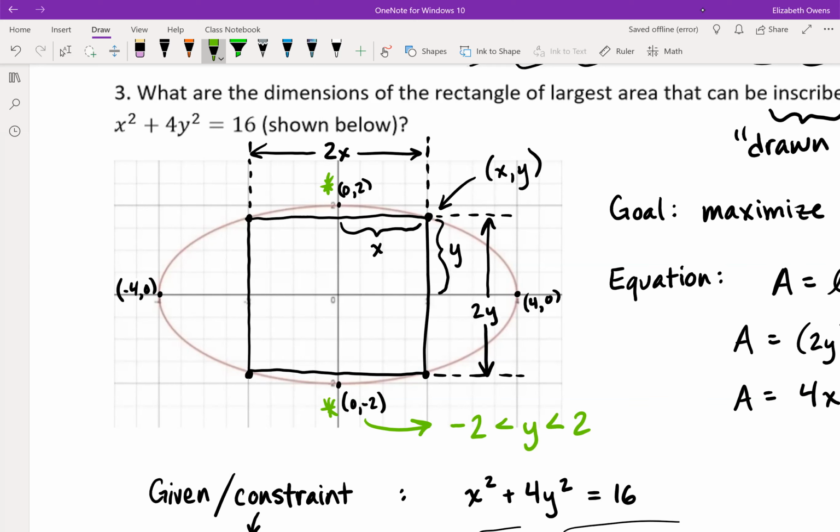Notice how if y actually equaled either one of those, our rectangle would shrink in like this, because the y direction would take up everything. The rectangle would look more like just a vertical line, and there would be nothing in the x direction. So we know that is not going to be an ideal situation to find our maximum area. So we want y to be somewhere between, but not actually equal to those values.